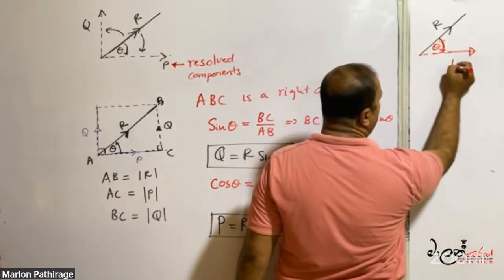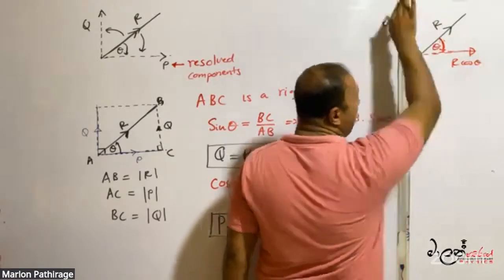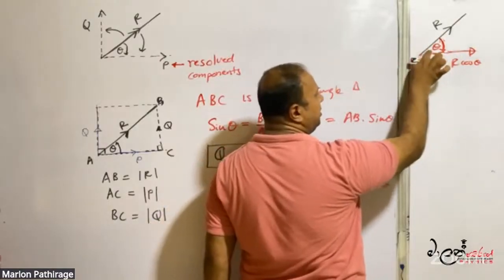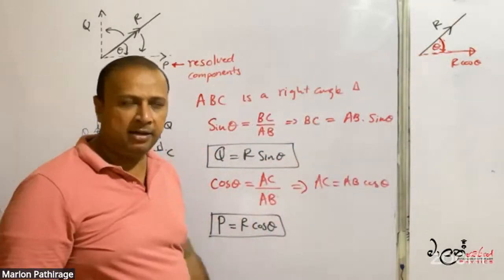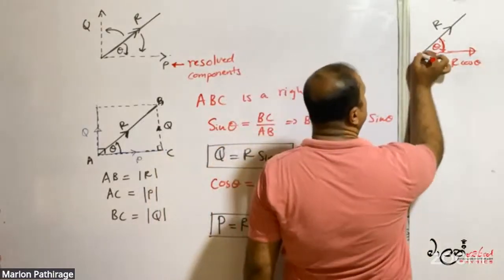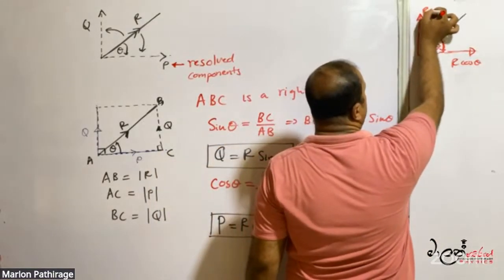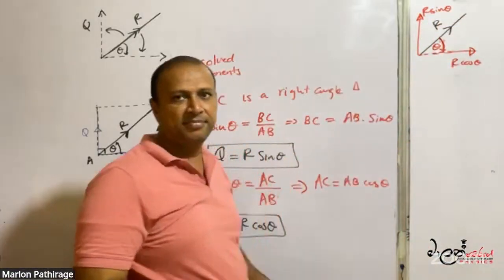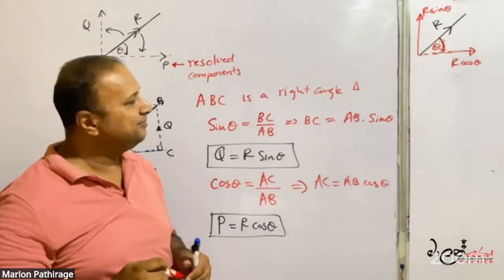that component is r cos theta, because this is the adjacent side to this angle. Therefore, it is equal to r cos theta, and this component is r sin theta.